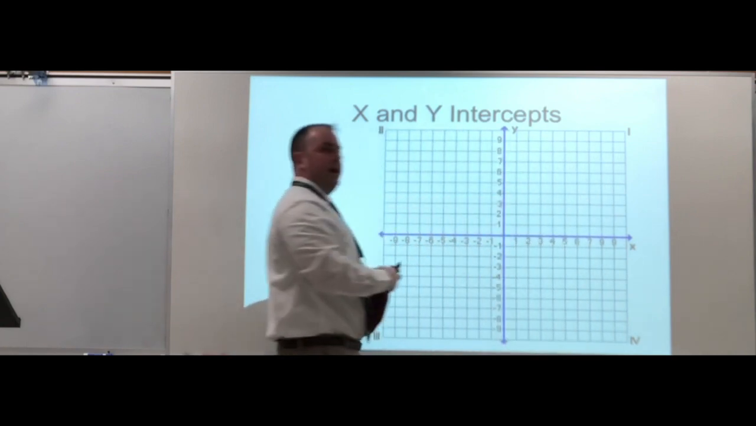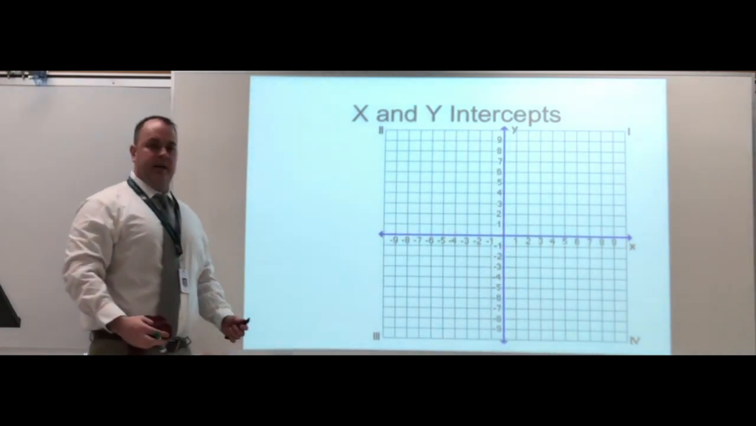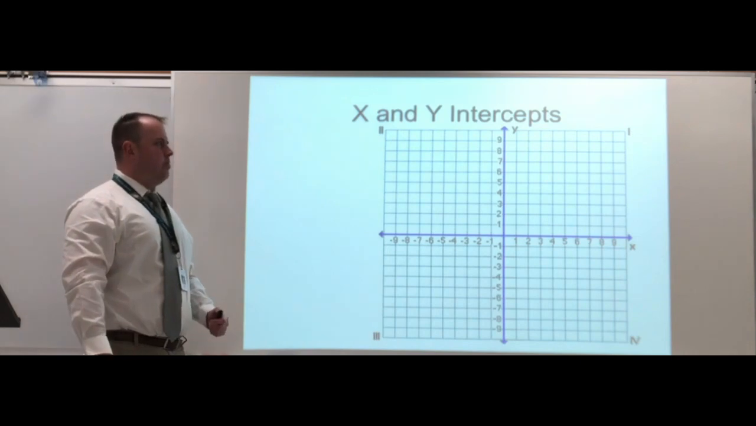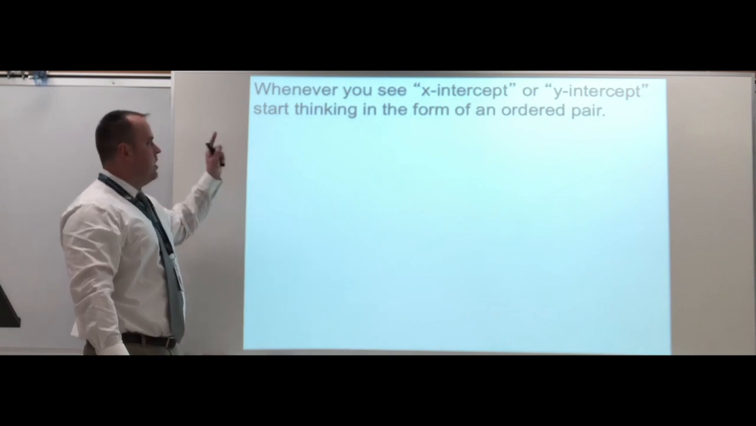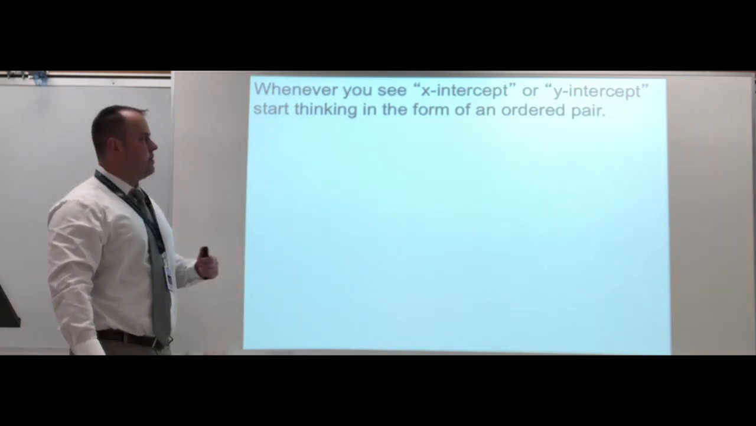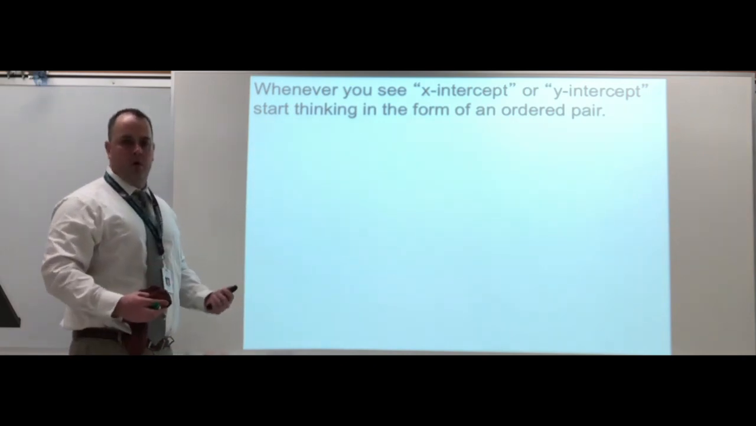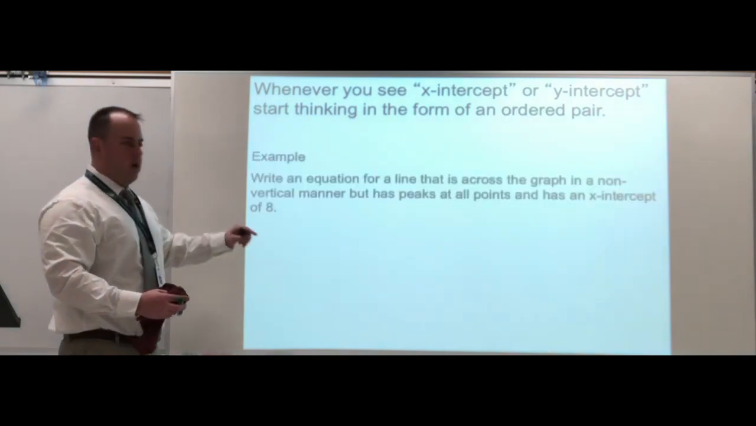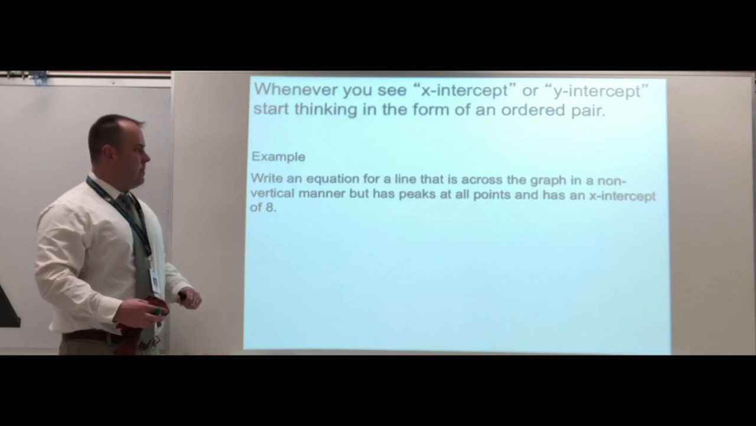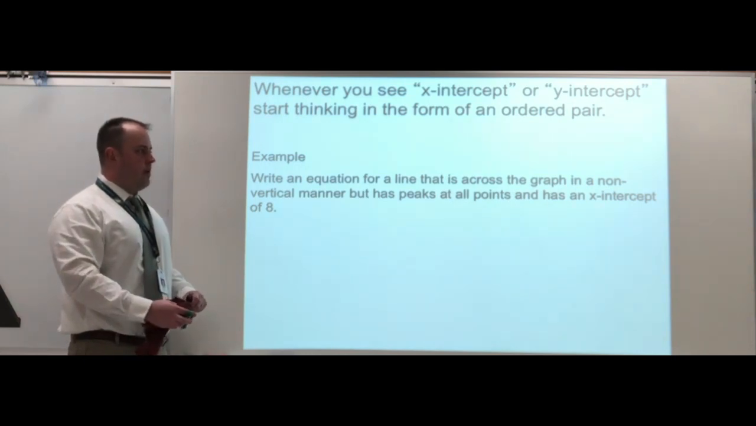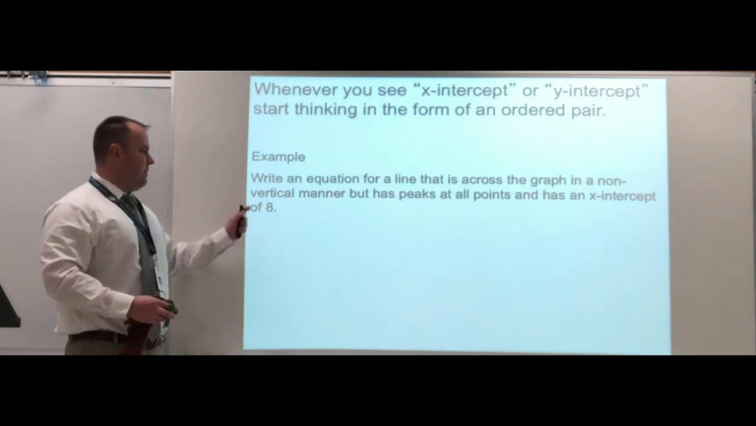Now, when I tell you to identify the x and y intercept, I want you to put it as a point, an ordered pair. That's the same thing if you are given instructions with this. Whenever you see x and y intercept, start thinking about it in the form of an ordered pair. So if you're given a word problem, write an equation for a line that is across the graph in a non-vertical manner but has peaks at all points and has an x-intercept of 8.